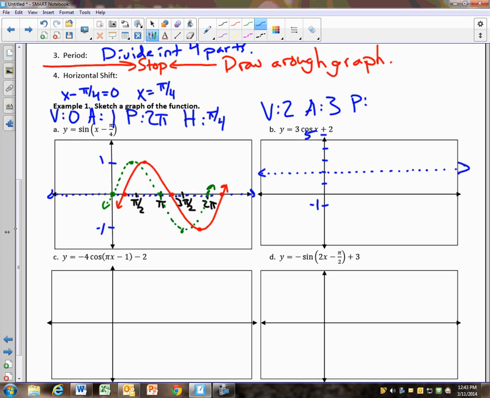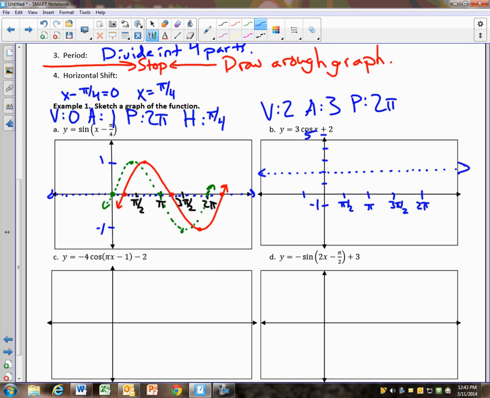What's the period? 2 pi. Do it just like before. And I want to make my graph look really pretty this time, because I'm ready to try something a little bit more difficult. If I wanted to show points on this side, what would be this first spot right there?